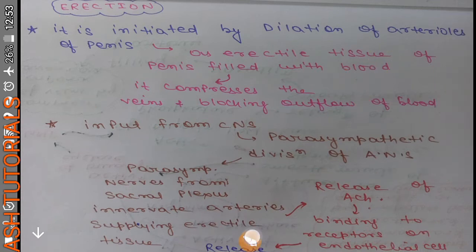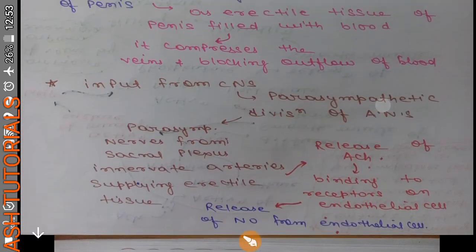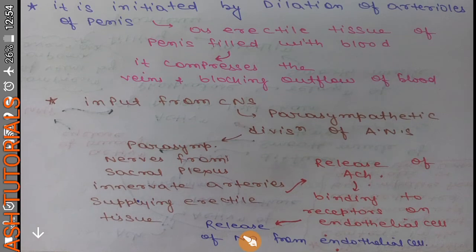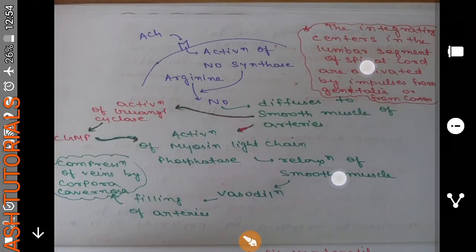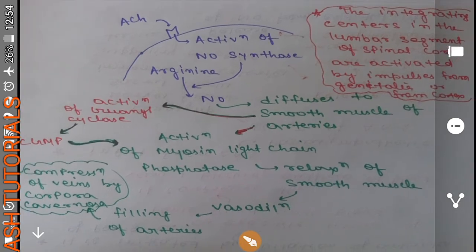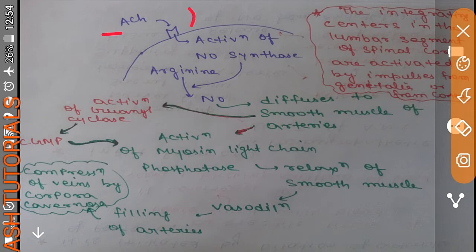Once acetylcholine is released, it will bind to its receptor present on the endothelial cells of the blood vessels, and then on binding to the endothelial cell, it will release some amount of NO, which is nitric oxide, from the endothelial cells. And how NO is released from the endothelial cell, we are going to discuss. Acetylcholine is binding to the receptors present on the endothelial cells.